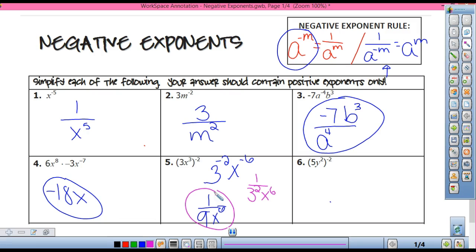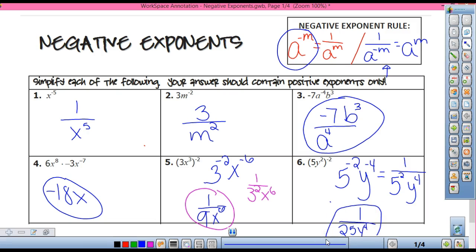Good call. All right, so over here, when I distribute, I get 5 to the negative 2, y to the negative 4. So when I make this into a fraction, I get 5 squared, y to the 4th. And now I can tell what that 5 squared is, right? So now I can go 1/25 y to the 4th. Very good questions.